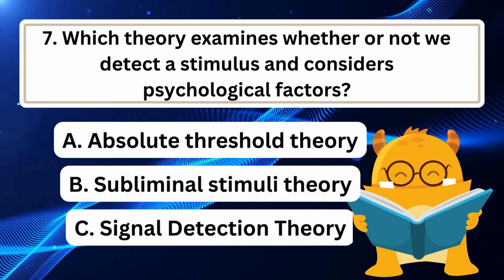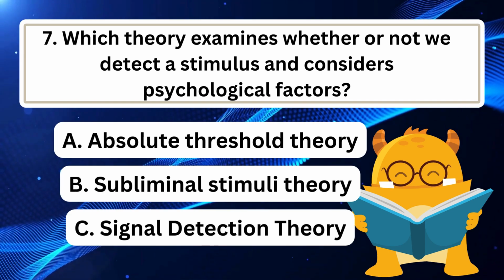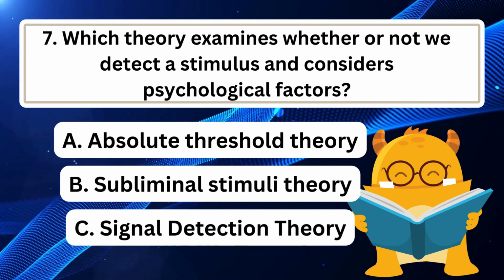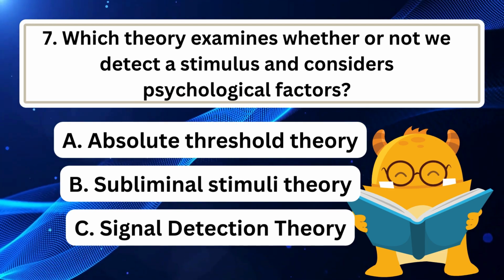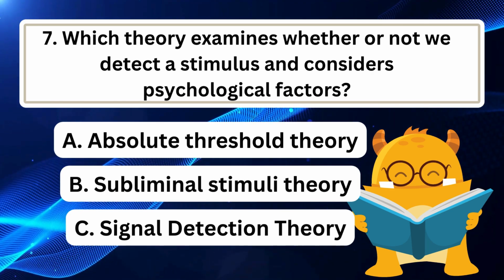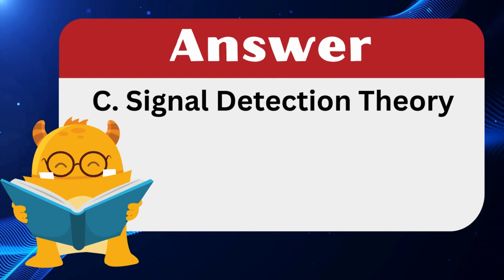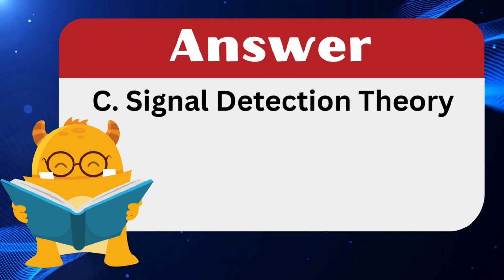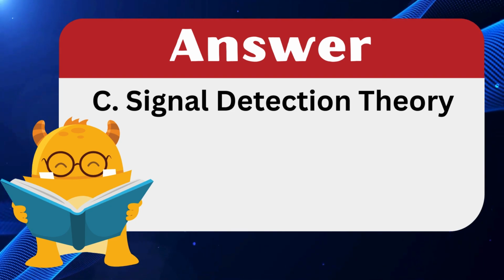7. Which theory examines whether or not we detect a stimulus and considers psychological factors? A. Absolute threshold theory. B. Subliminal stimuli theory. C. Signal detection theory. C. Signal detection theory. Signal detection theory explores whether or not we detect a stimulus, considering psychological factors that affect perception.